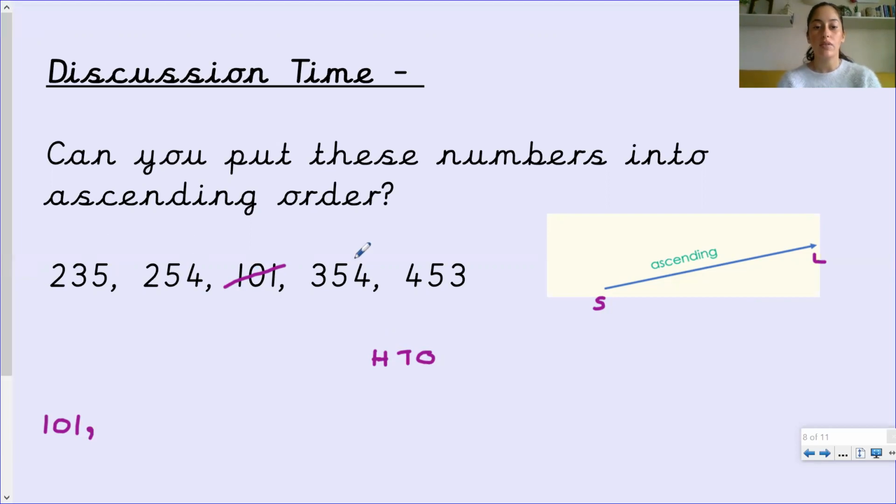Which one of these numbers that I've got left has the smallest hundreds? I can see that these 2 numbers have 2 hundreds, which is smaller than 3 and smaller than 4. So then I need to look at my next most significant column, which is the tens column. Which one of these tens columns has the smallest number? 3. So I know that 235 is my next smallest number, and then 254.